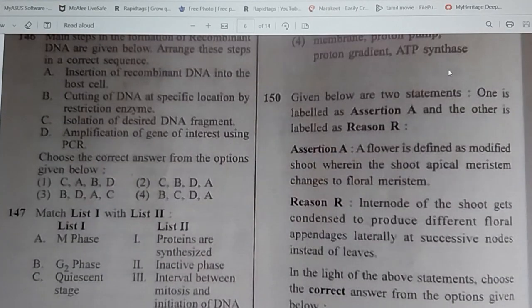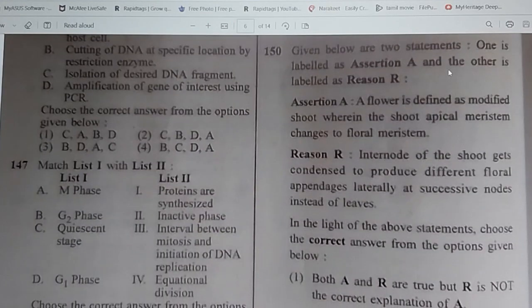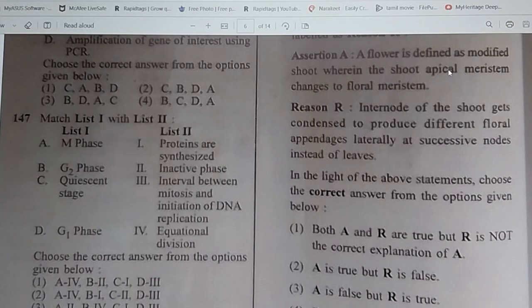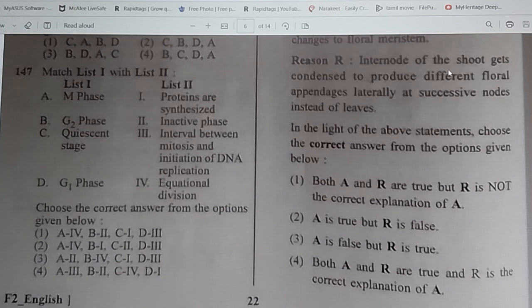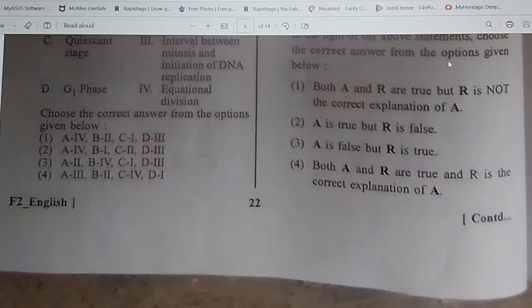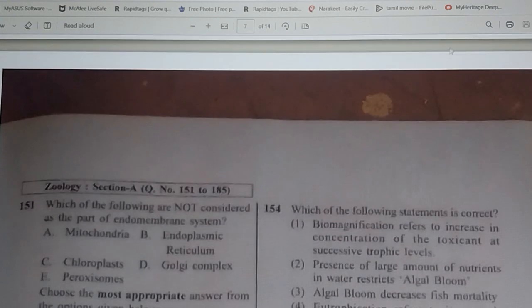150. So 150, the assertion is a flower is defined as a modified shoot wherein the apical meristem changes into floral meristem, which is very correct, and the internode of the shoot gets condensed to produce different floral appendages laterally at successive nodes instead of leaves, which is also very correct. So A and R are true. R is the correct explanation of A. Option 4 is the correct answer. So botany we discussed, children. We will continue with zoology now.